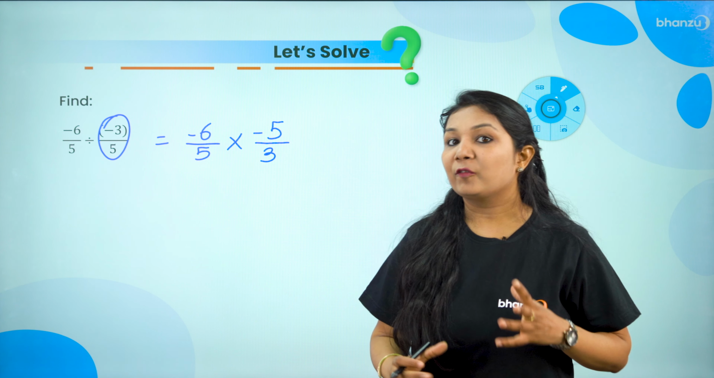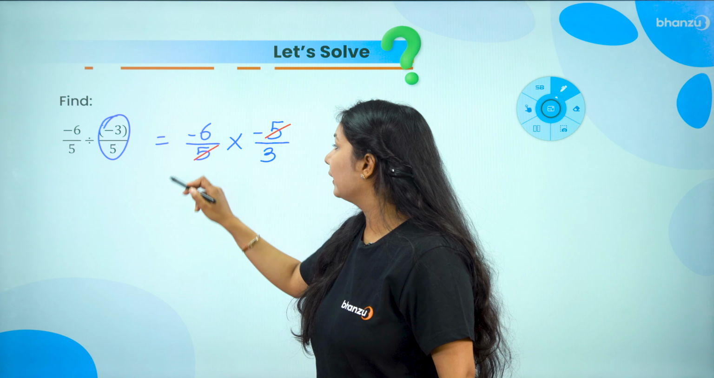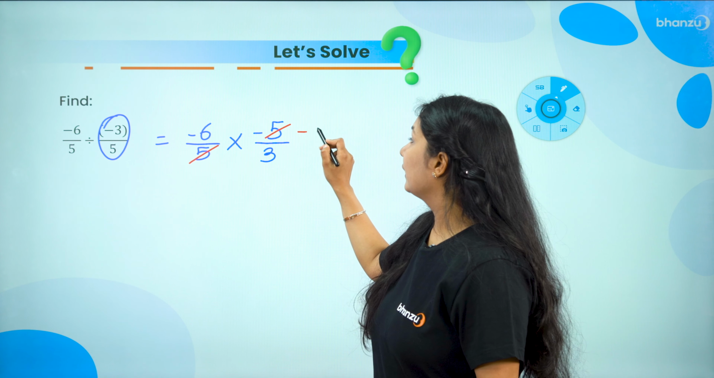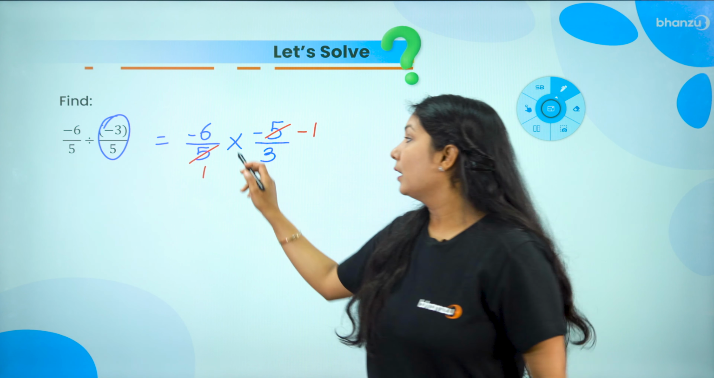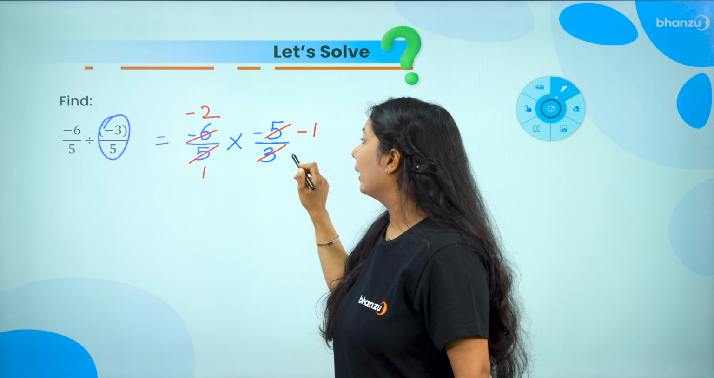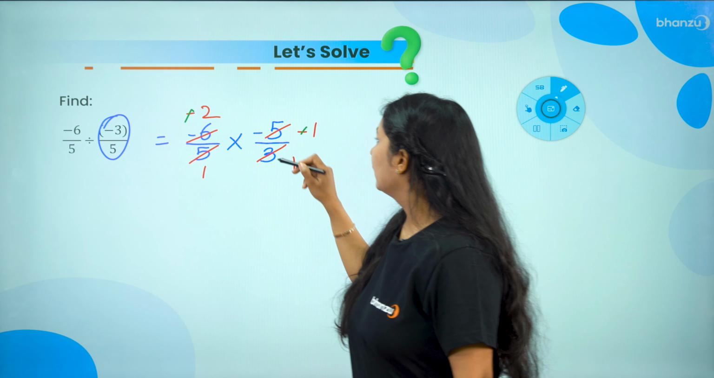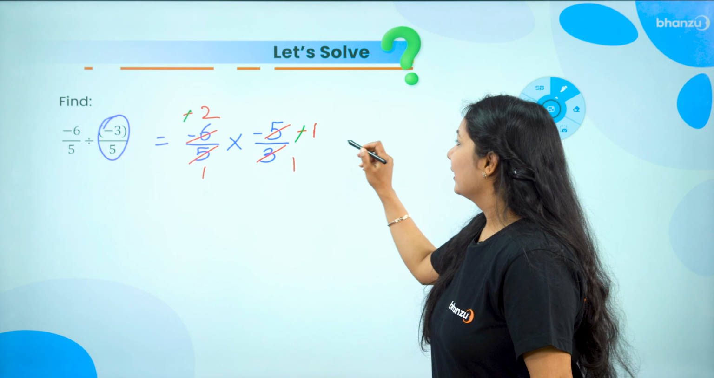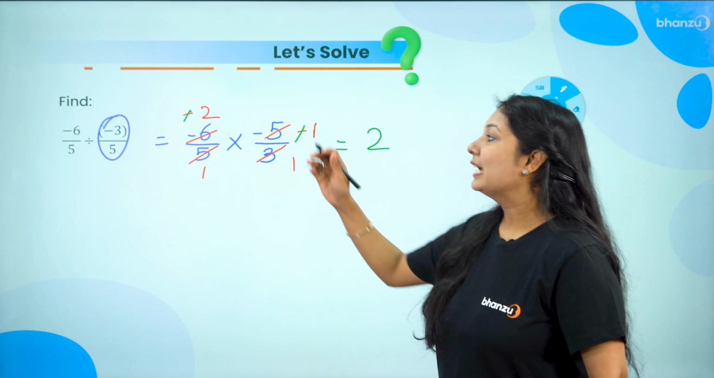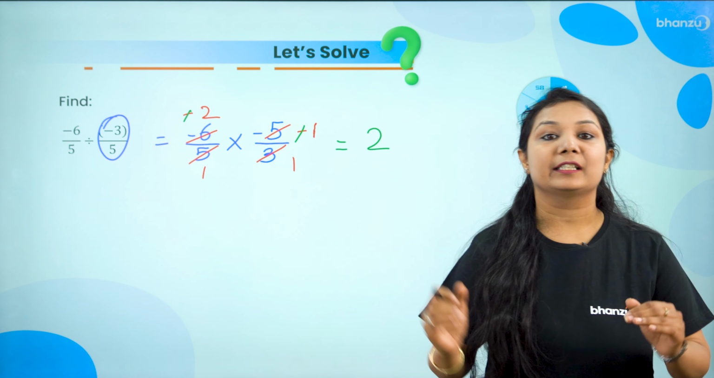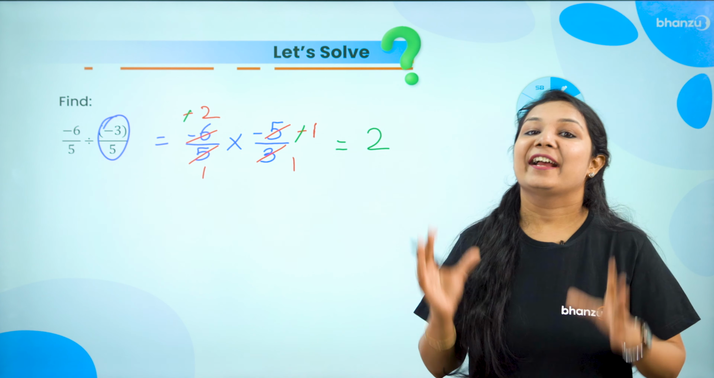Now if you see, we can simplify it. How? By cancellation. So 5 and 5 can get cancelled. Since it's minus 5, so it would be minus 1. Right? And minus 6 and 3 would be minus 2 and 1. So what's the answer? Now minus minus can also get cancelled. So what do we get? So we get it as 2 into 1, which is 2 now. So this is our answer to when we divide minus 6 by 5 divided by minus 3 by 5. So whenever you have division of rational numbers, do not forget the concept of reciprocal.